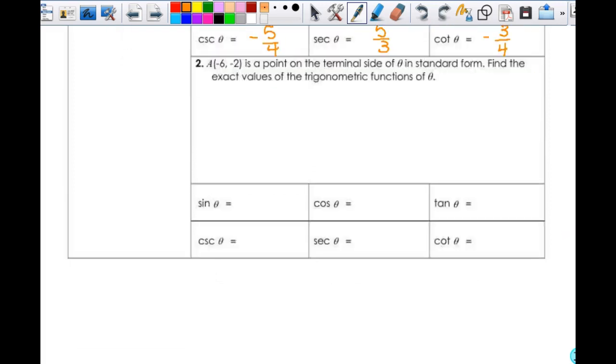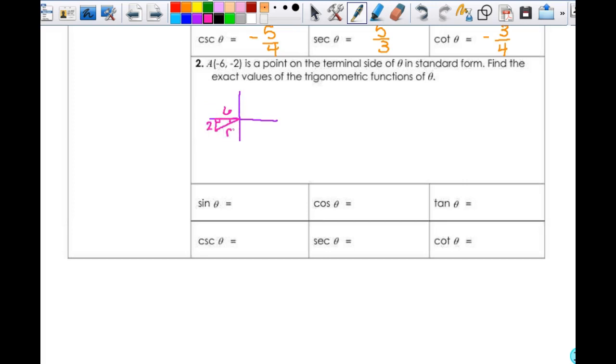It says we've got this point, -6 and -2 on the terminal side of theta. So here's my point at -6 and -2 over here somewhere. So when I draw my triangle, that's what I get. There's my little theta here. And this is -6, the length is 6. This is -2, the length is 2.